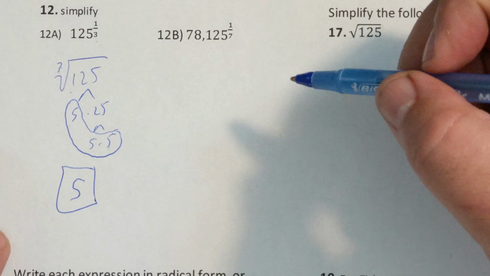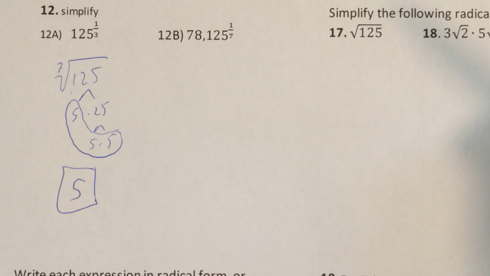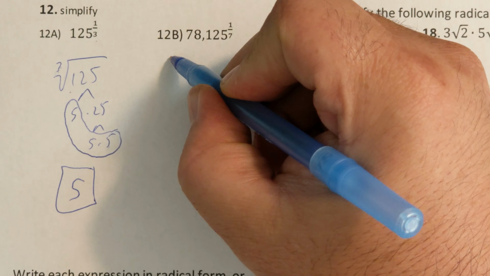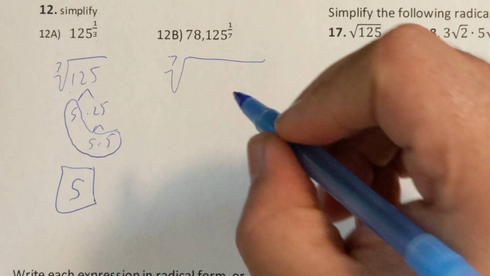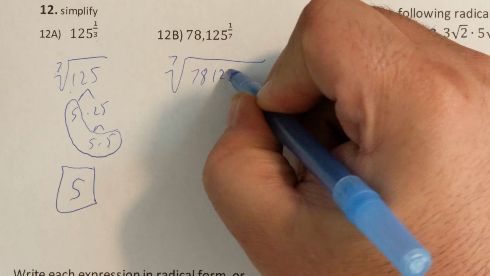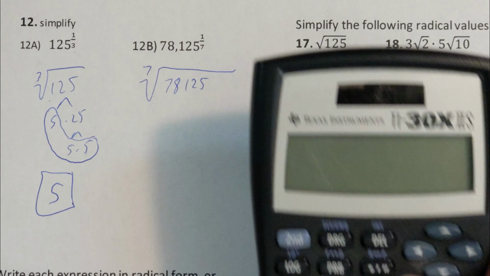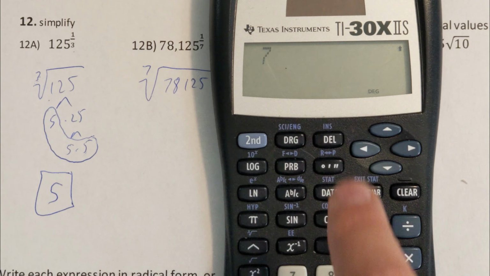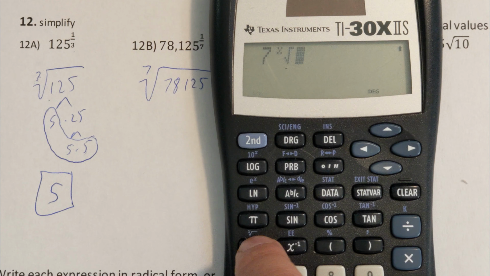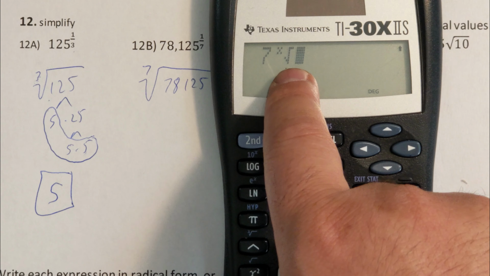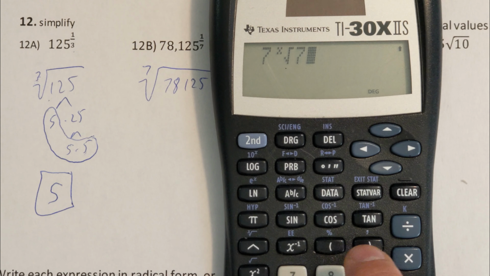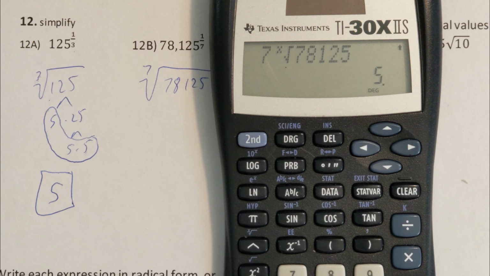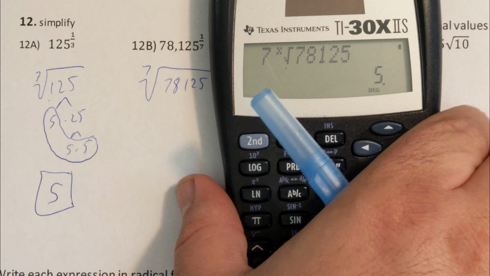5, done. For this one, you're hoping that it comes out very nicely. Otherwise, you're going to be doing a whole lot of calculator work. So let's try it. 7th root of 78,125. In the calculator, the way you make that happen is you put the root that you want. So we want 7th root, and then you do second and that up arrow. So now we have 7th root, and then 78,125. And it came out to be 5.